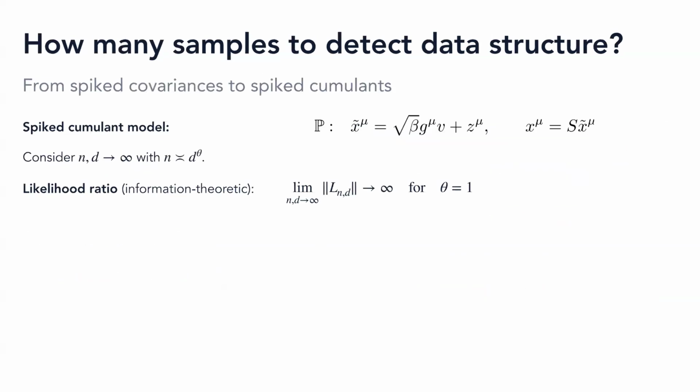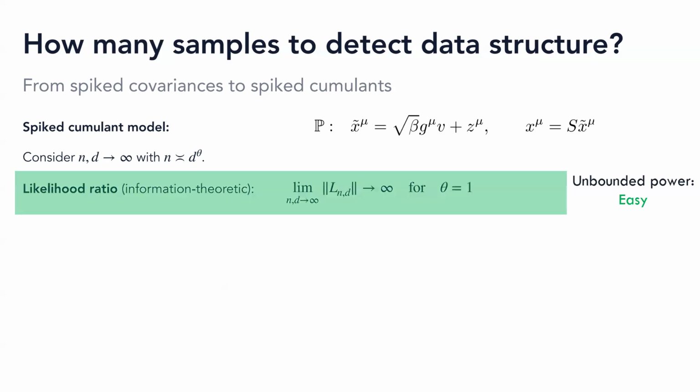Let's see what happens. So this is what we find for the statistical threshold. We computed the likelihood ratio, and we said it diverges as soon as theta approaches 1, which means that the problem is easy, because at linear sample complexity, you have as many samples as dimensions. It's clear that you cannot have fewer samples than dimensions, because then you cannot even inspect all the space. But as soon as you have as many samples as dimensions, then you can solve it.